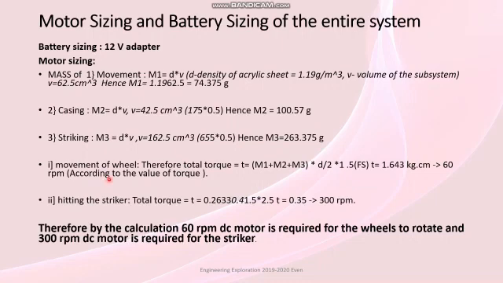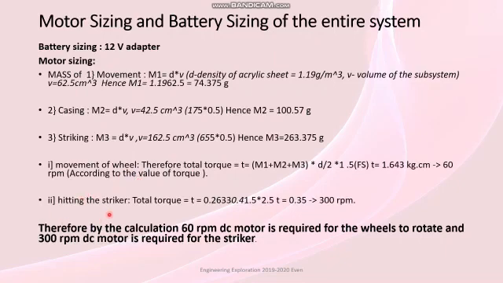So the total torque required for the movement of the wheel is T is equals to total mass into diameter of the wheel divided by 2 into 1.5, that is factor of safety. Therefore torque we got was 1.643 kg centimeter. According to the table, it was 60 rpm we required for the movement of the wheel.